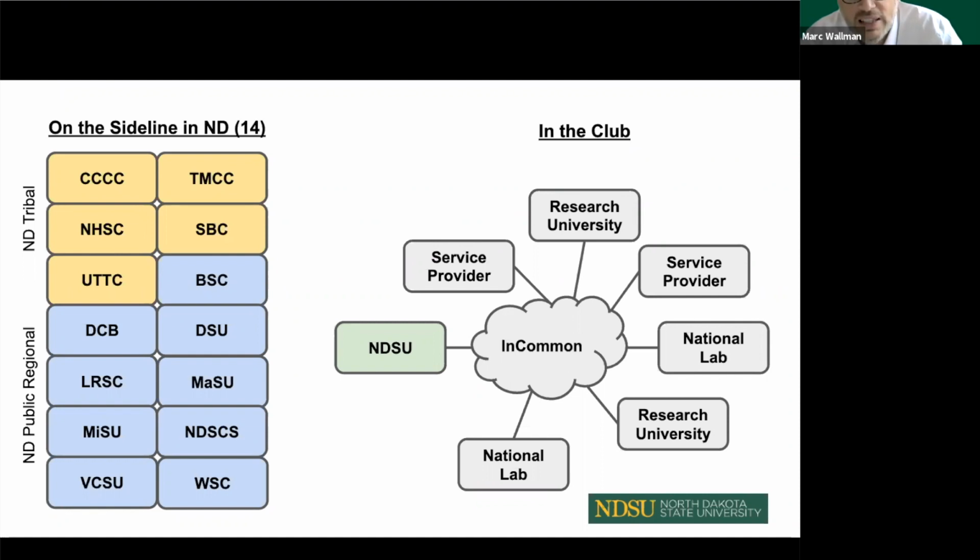are on the sidelines, and you can see them listed in this diagram. Participating with other research universities, connecting to national labs, or getting access to services from some other service provider, we're in good shape on that. It works well for us, and it works well for a lot of other research universities. But I've got these groups on the sidelines. The yellow are our tribal colleges, and the blue are our smaller regional public institutions.